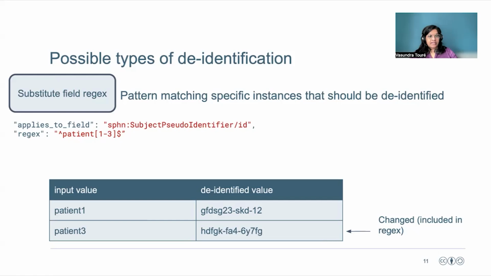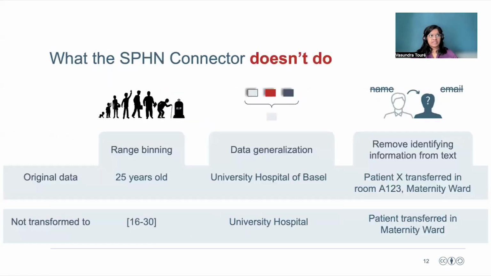Similarly, you can apply a substitute field regex, where basically you define a pattern that if it is matched in an instance, then it will be de-identified. In this example, patient 3 is actually matched with the regex that is given, and therefore it gets changed with a de-identified value. So these were the de-identification rules that the connector supports, but what does the connector not do?